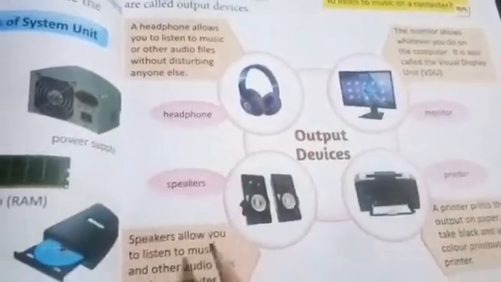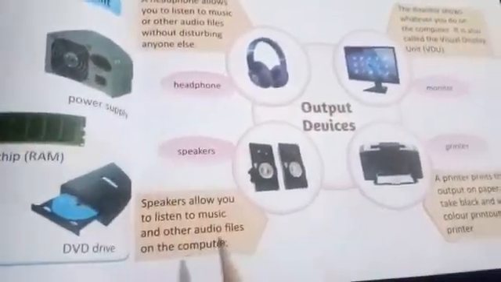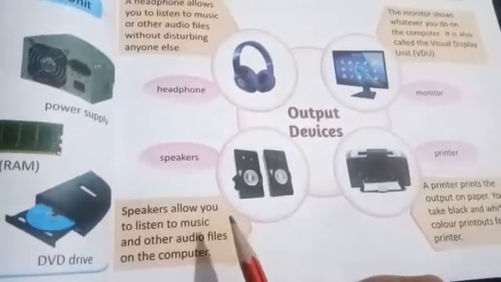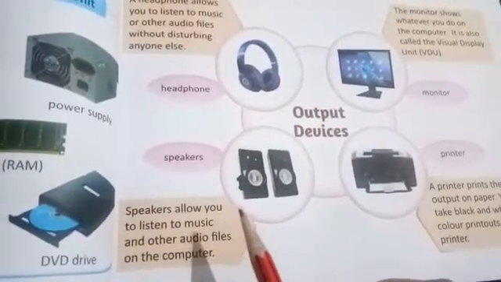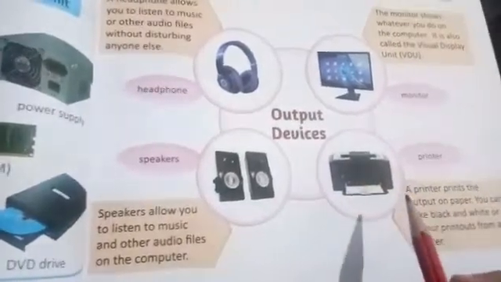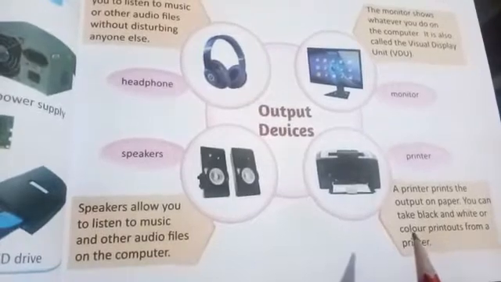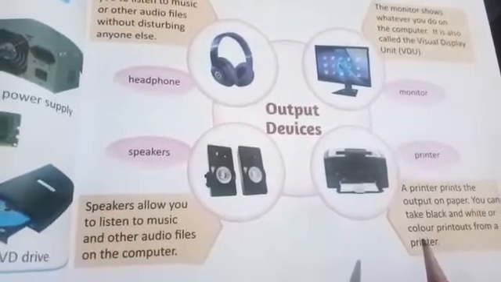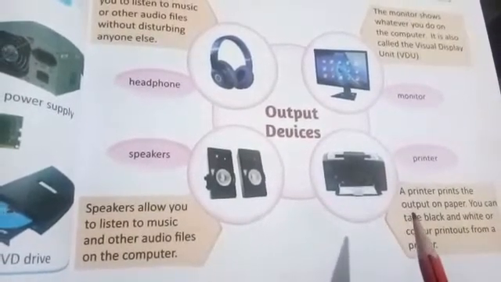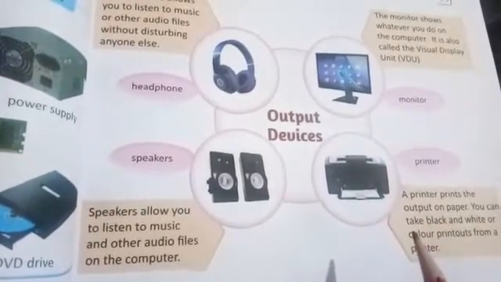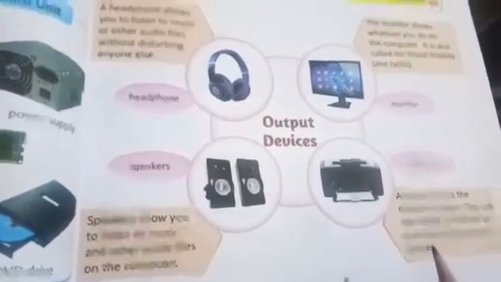Speaker. Speakers allow you to listen to music and other audio files on the computer. Printer. A printer prints the output on paper. You can take black and white or color printouts from a printer. So printer helps you to print anything on paper, and you can use a black and white or a color printer.